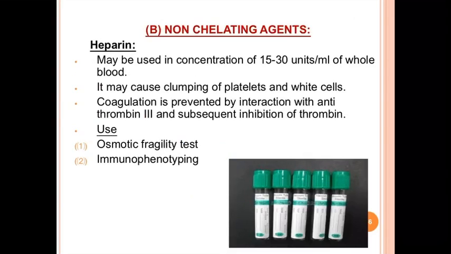Now in the non-chelating agent, there is heparin anticoagulant. It is used in a concentration of 15 to 30 units per ml of whole blood. It may cause clumping of platelets and white cells. Coagulation is prevented by the interaction with antithrombin 3 and the subsequent inhibition of thrombin. So blood clotting is prevented. It is used for osmotic fragility testing and immunophenotyping. Heparin vacutainer has a green color. You can see in the photograph.